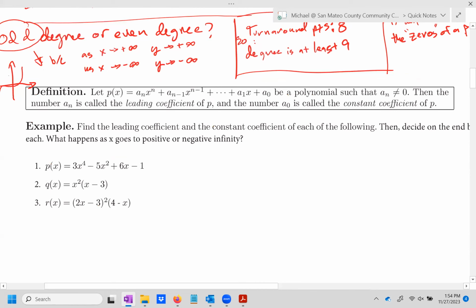Okay, ready? Let P of x equal a polynomial. And we're saying that this lead coefficient is not 0. So we're just saying that whatever a sub n is, it's not 0. If it was 0, then it really wouldn't be nth degree. Then the number a sub n is called the leading coefficient of P. Basically, the leading coefficient is the number in front. That's the leading coefficient. It's really not that complicated.